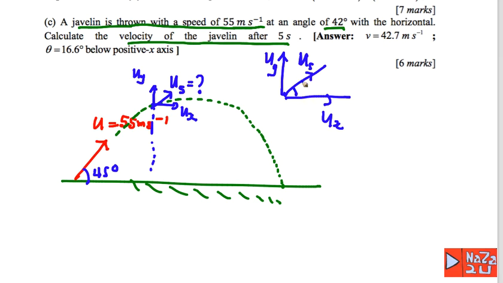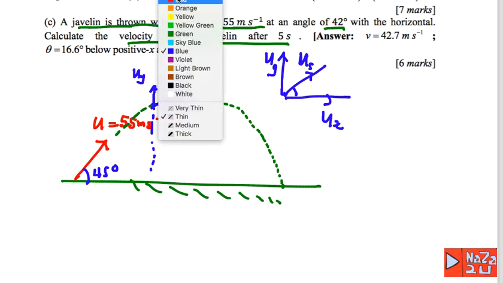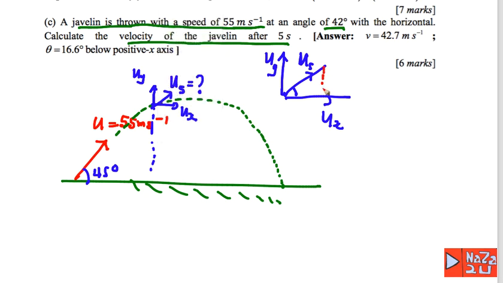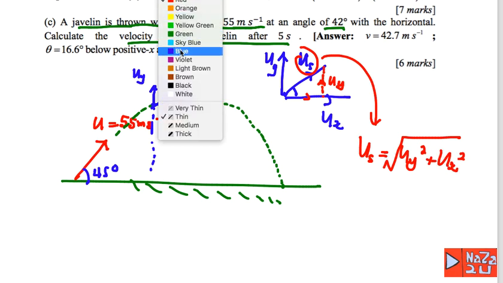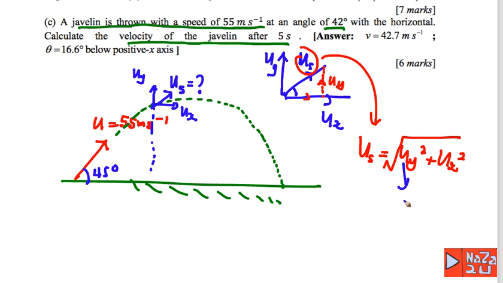Let's say, there's no need for the angle, because you can use the Pythagoras here. This is ux, this is uy, right? So to calculate u5, you can use the Pythagoras: u at 5 seconds is the square root of uy square plus ux square. Now we must find the values of uy and ux to calculate u at 5 seconds.